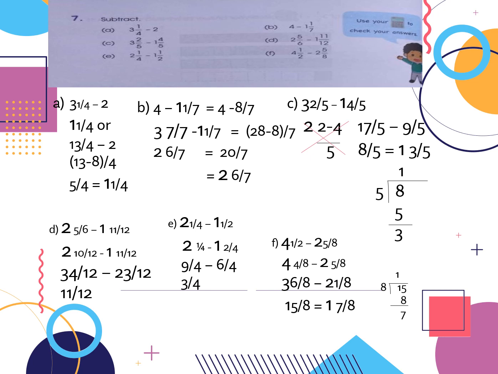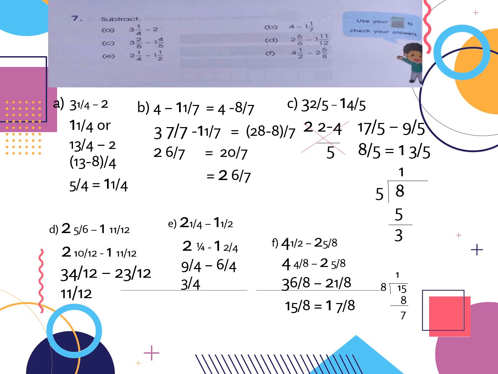For part A, F, we have 4 whole number 1 over 2 minus 2 whole number 5 over 8. Again, here we have first converted the denominator values into the same value by multiplying and dividing 1 over 2 by 4. So it becomes 4 over 8. Now we have 4 whole number 4 over 8 minus 2 whole number 5 over 8.